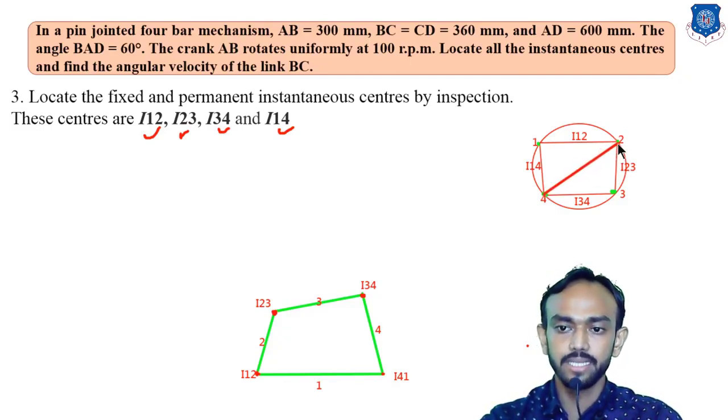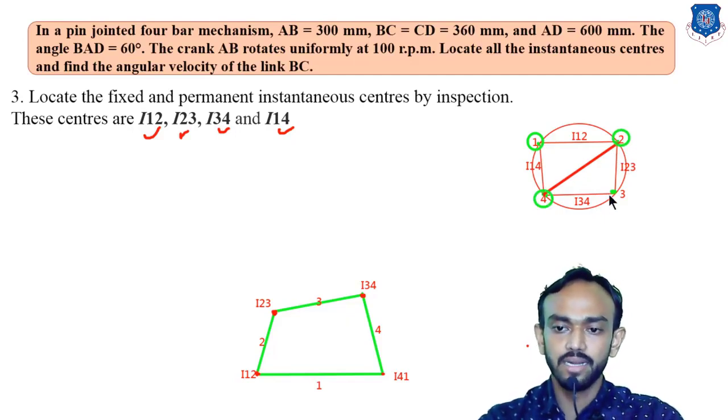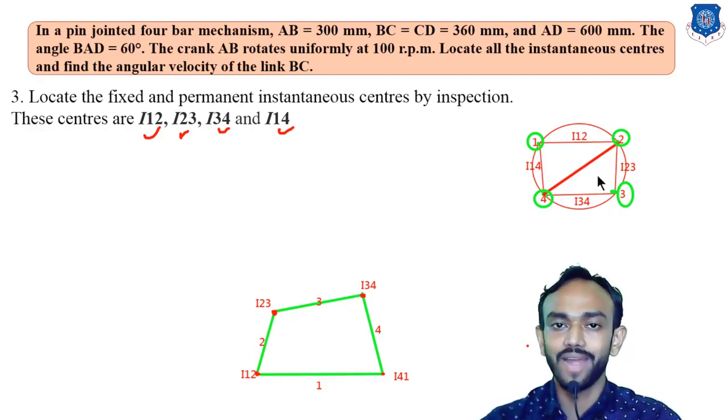And when I am connecting these 2 and 4, you can see there are 2 triangles. Okay, 2 triangles. The first triangle is 1, 2, 4, and the other triangle is 2, 3, 4. By drawing this 2, 4 diagonal line here, you can check that 2 triangles are made. Okay, and using both these triangles, we will find the I-centers.